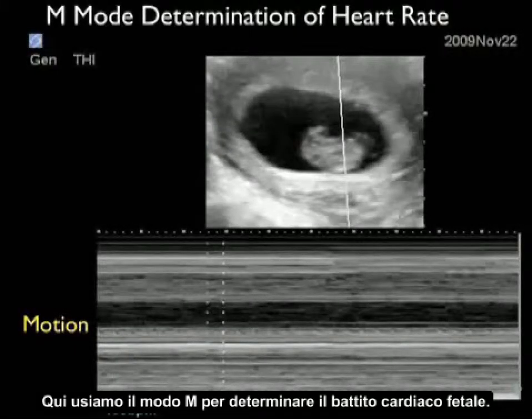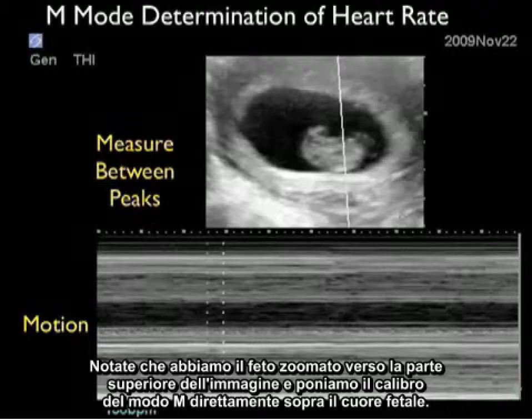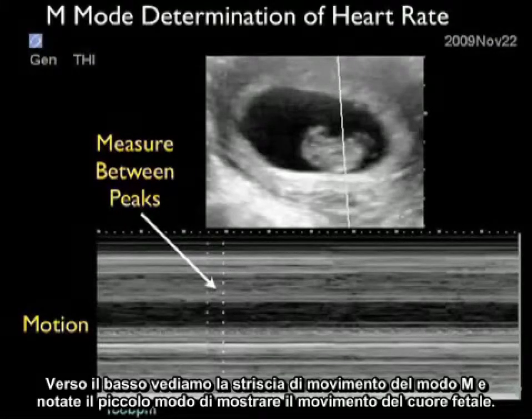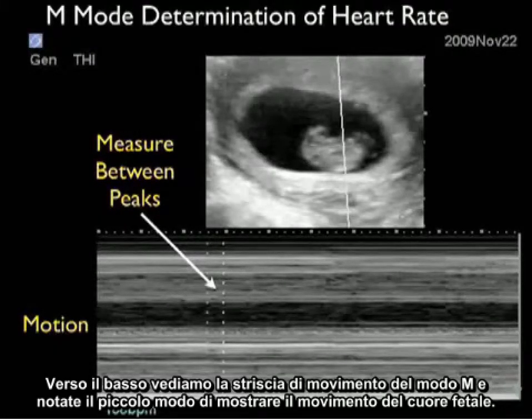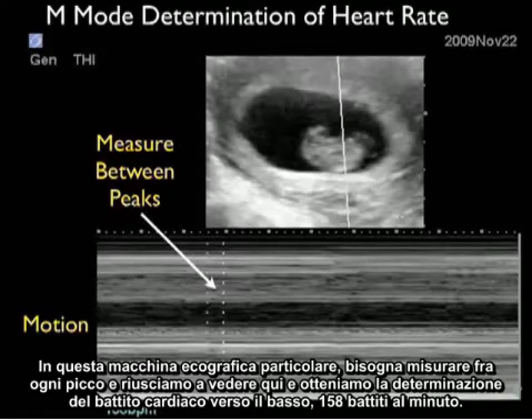Here we're going to use M-mode to determine the fetal heart rate. Notice we have the fetus zoomed up towards the top of the image, and we're placing the M-mode caliper directly over the fetal heart. Towards the bottom, we see the M-mode motion strip, and notice the little waves showing the motion of the fetal heart. In this particular ultrasound machine, we need to measure between each peak, and we can see here that we get a heart rate determination towards the bottom, 158 beats per minute.